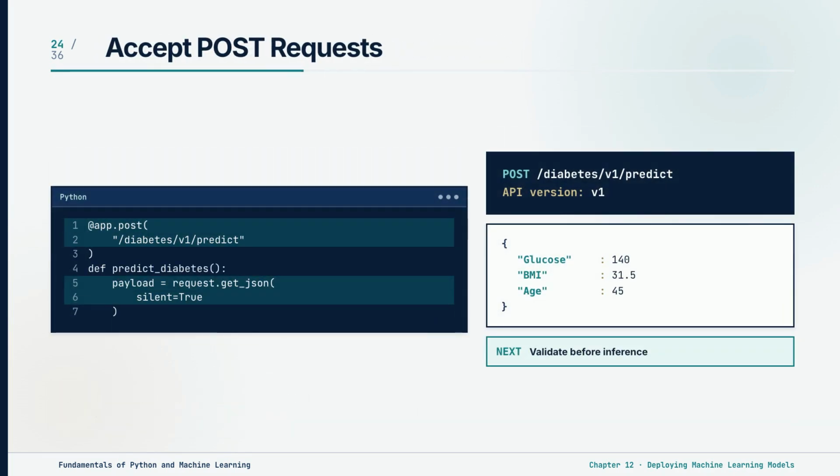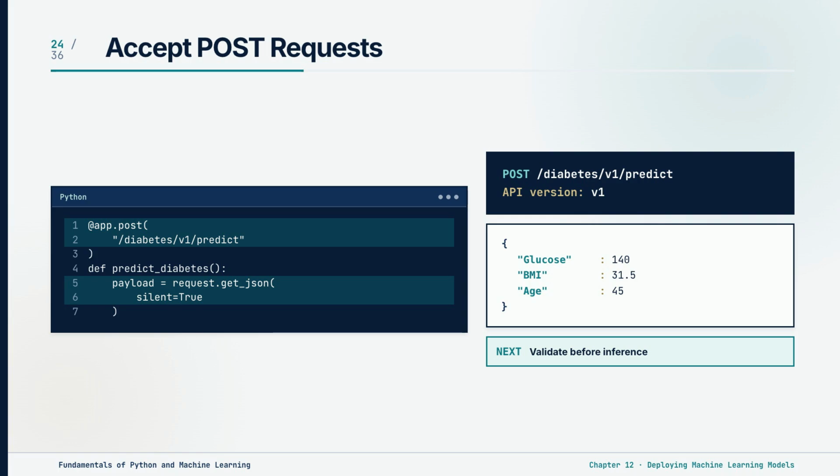Create a POST route at /diabetes/v1/predict. The function begins by reading the JSON request body. Using silent=True allows the application to handle missing or malformed JSON and return a controlled error rather than an unhandled exception. The route path includes a version number. Versioning helps clients distinguish future API changes.